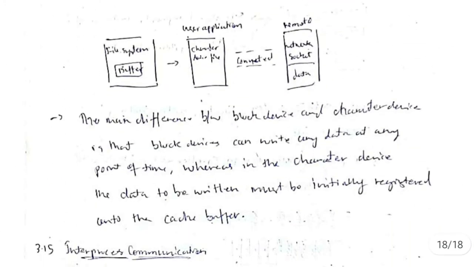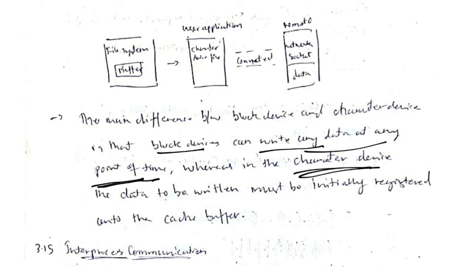And the main difference between the block device and character device is that the block device can write any data at any point of time, whereas in character device there has to be registered the type of the data that is to be written in the cache buffer. So without registration or without informing prior to the compiler what's the data which is going to be written, you can't write in character data, whereas in the block devices you can write any type of data.